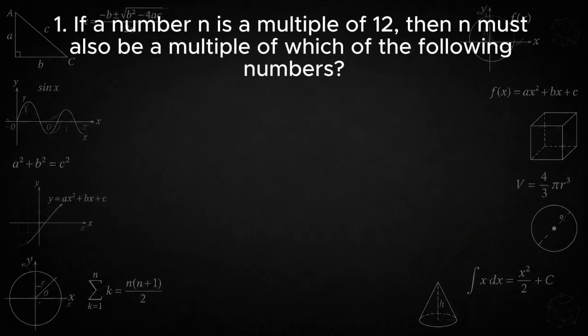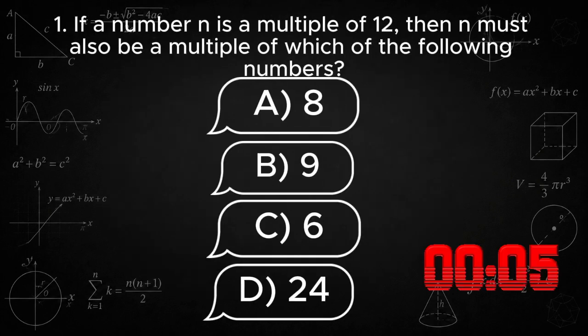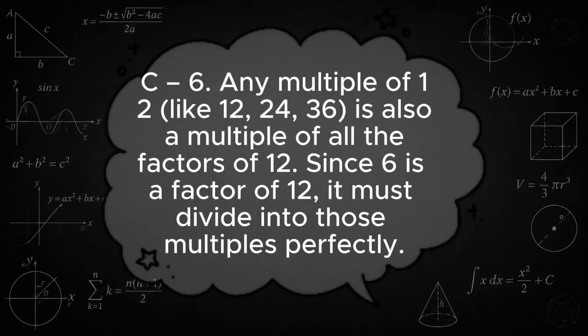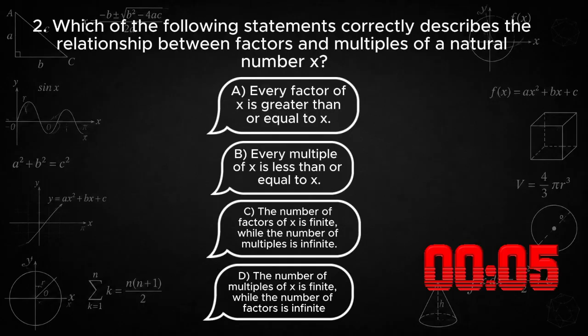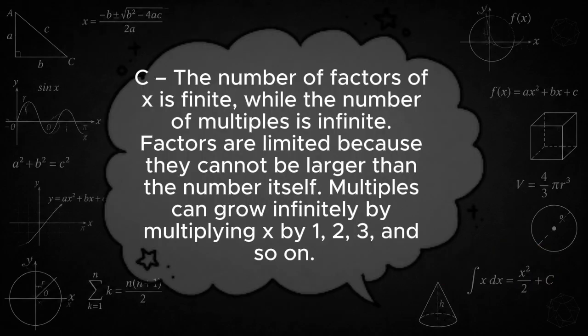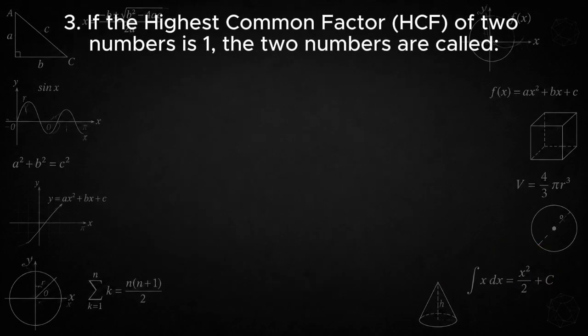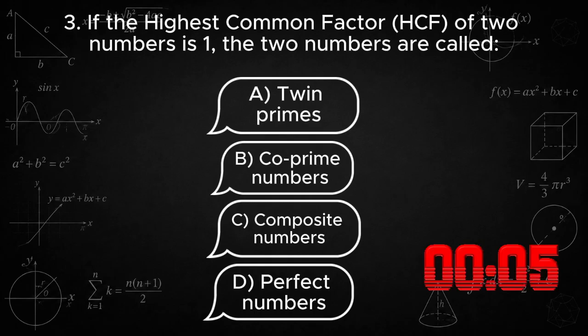1. If a number n is a multiple of 12, then n must also be a multiple of which of the following numbers? 2. Which of the following statements correctly describes the relationship between factors and multiples of a natural number x? 3. If the highest common factor, HCF, of two numbers is 1, the two numbers are called.